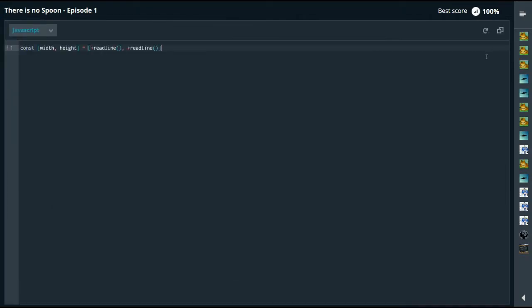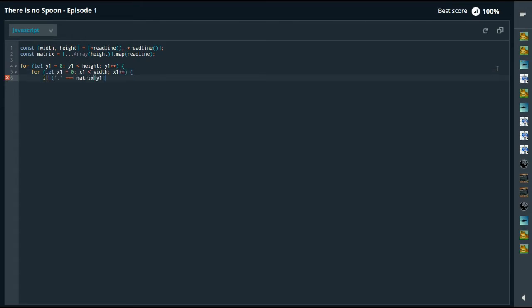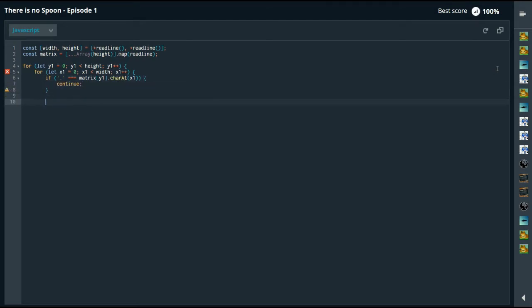Read the number of cells. Store all rows. Each symbol of the row can be either 0 or dot. Stop iterating when the current cell is empty. When I'm talking about empty, I mean dot symbol.